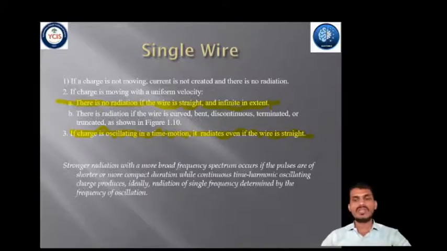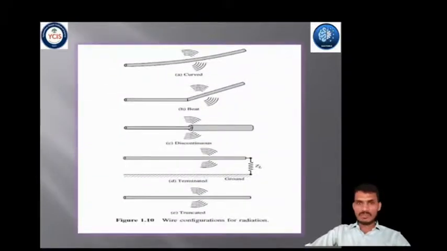So these are some points related to the single wire, and this can be seen in this diagram. You can see that there is a curved wire, a bent wire, a discontinuous wire, a terminated wire, and a truncated wire. By using these wires, by using a single wire, we can radiate an electromagnetic signal.